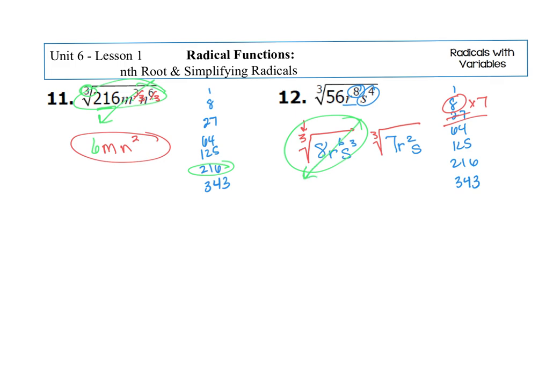The cube root of 8 is 2. For r, we now have 6 divided by 3, that works, and that is 2. And for s, 3 divided by 3 is 1. So 2r squared s is what comes out of our cube root, and we leave our little reject part as the cube root of 7r squared s.